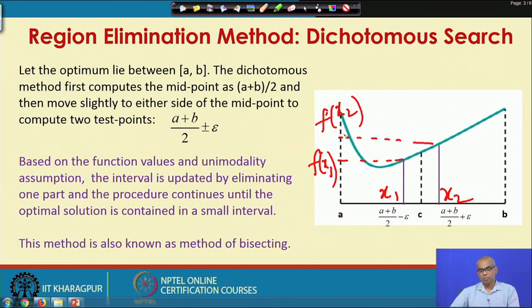So, basically what you do is, once the optimal point is bracketed in an interval, I first find the midpoint of the interval and then move slightly to either side of the midpoint to get two new test points. Evaluate the functions at these two new points. Now, based on the function values and assuming that the function is unimodal, we will be able to eliminate a part of the region. So, the region is now updated and again we find out the midpoint of this new interval and continue until I am able to bracket the minimum in a very small interval.